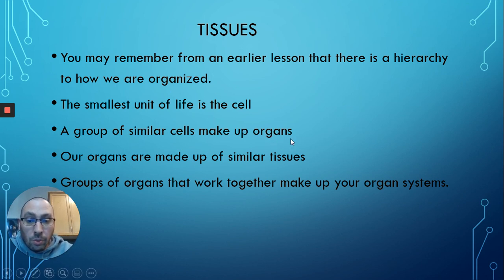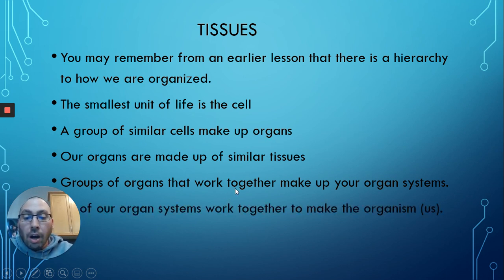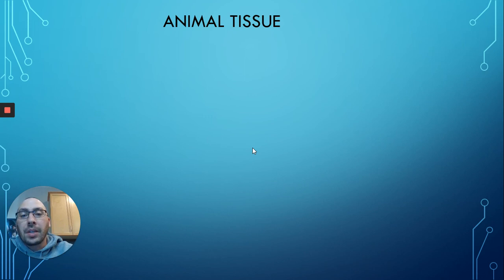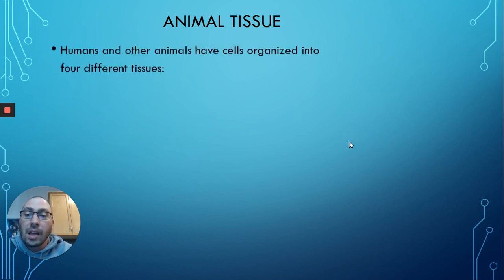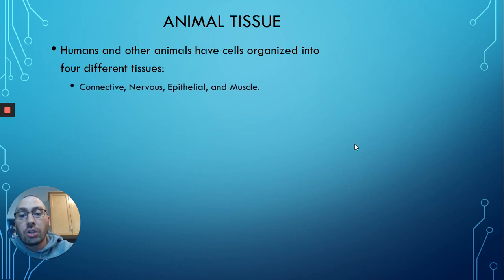I'll change this one word right here. Hopefully you see my arrow. I'll change that to tissues. Okay, our organ systems work together to make us us. So we have the digestive system, reproductive system, circulatory system, etc., etc. Okay, there's differences between animal tissues and plant tissues. We're going to go into detail on both of them, the animal and the plant tissues. Okay. First off, humans and other animals, all of our cells are organized into 4 different tissue categories. And these are things you're going to have to remember. There's connective tissue, nervous tissue, epithelial tissue, and lastly, muscle tissue.